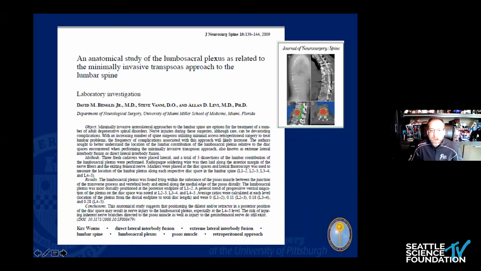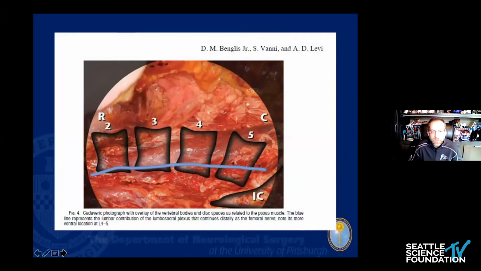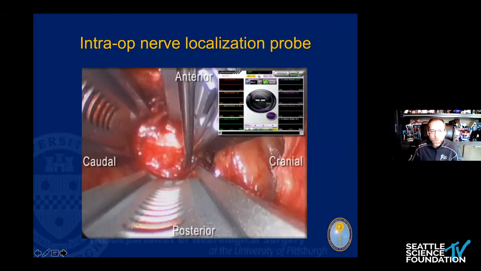And there have been numerous publications describing the projections of these nerves and how to make it safer. Here's Alan Levy's group, over 10 years ago, when they described that as you move from rostral to caudal, the lumbar plexus moves from posterior to anterior. And this is, of course, why we have more and more difficulty as we traverse from rostral to caudal performing the procedure and minimizing the nerve stretch and the nerve injury at the lower levels.